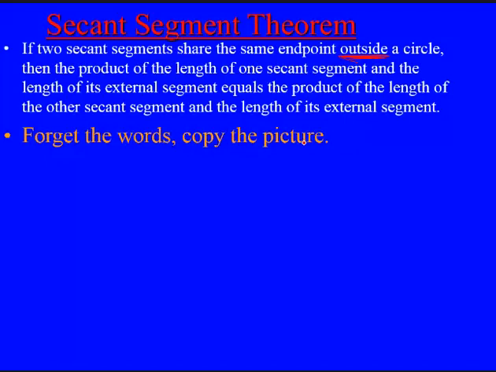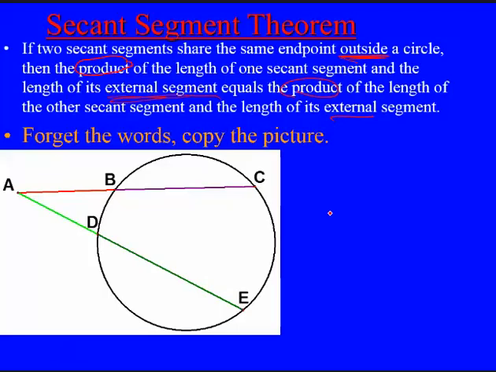with part of the V going through the circles, then the product of the length of one secant segment and the length of its external, what does external mean? The outside part. And again, it's the product. So what are we doing? Adding, subtracting, multiplying, dividing? We're multiplying. Okay, so you got to learn how to dissect what you're reading. Is going to equal the product of the length of the other segment and its outside part. So again, just draw the picture.